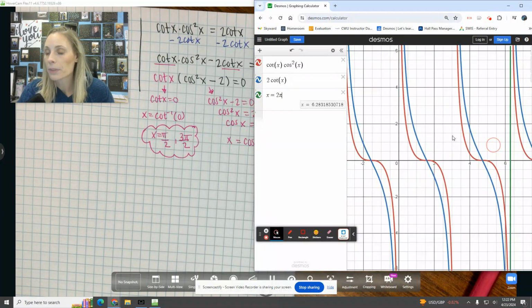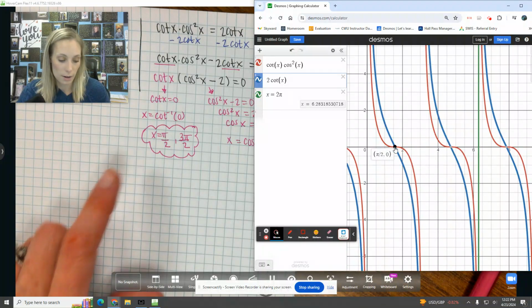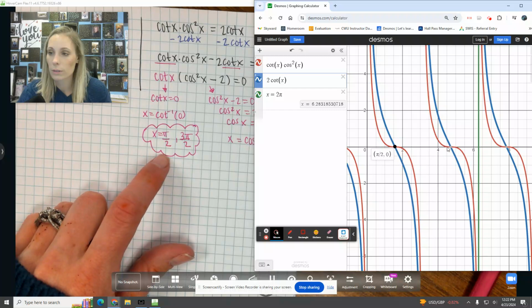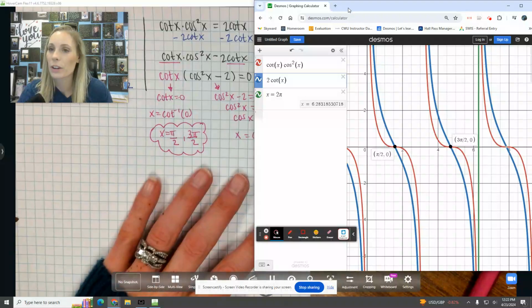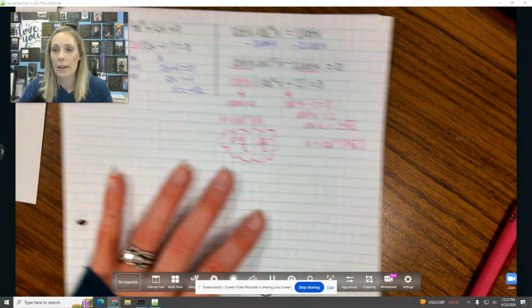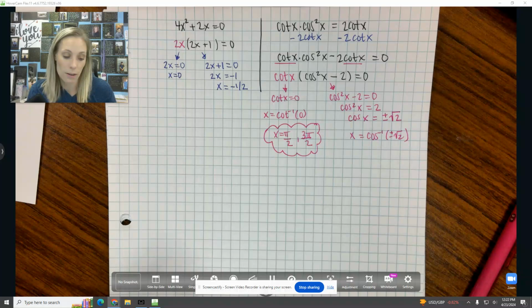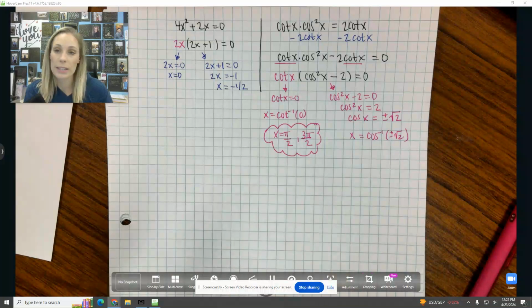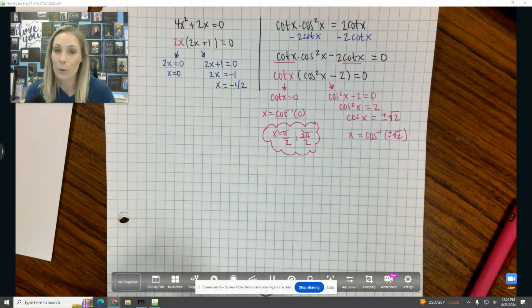It's hard to see. I want to make sure that the answers that I got where they cross are pi over 2 and 3 pi over 2. So there are answers right there. All right. So what we just did there was we factored out a greatest common factor. So anytime you see something where you can factor out a greatest common factor, that's the process that you want to go through.